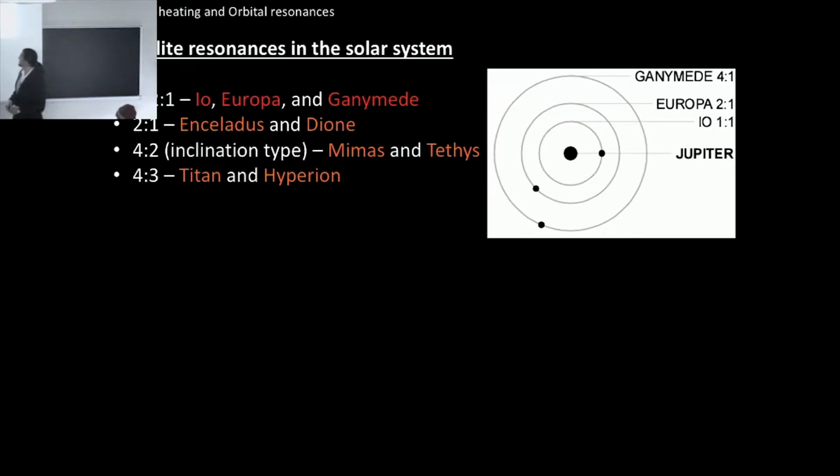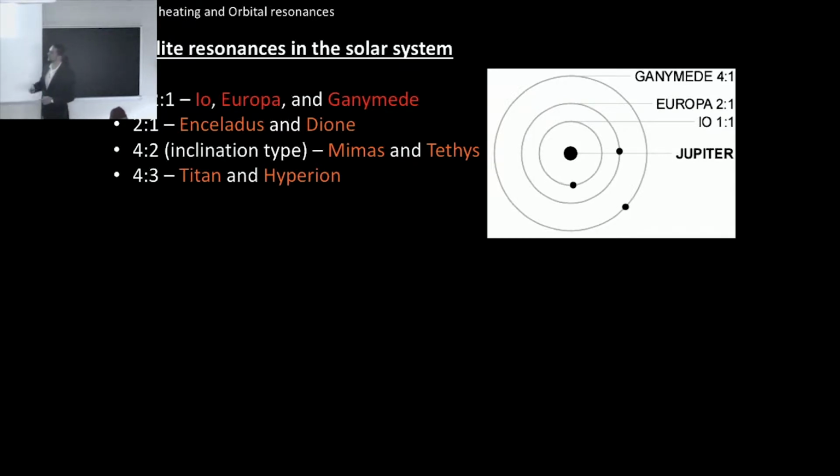These are the examples of resonances for moons in the solar system. The best known one is the Laplace resonance between Io, Europa, and Ganymede around Jupiter, and those go as 4 to 2 to 1. You will also have Enceladus and Dione around Saturn. Those are in 2 to 1 resonance. There's also Mimas and Tethys that are in 4 to 2 resonance, which is the same as 2 to 1, but it's just a terminology to say that it's an inclination type, so instead of exciting the eccentricity, it will be exciting the inclination.